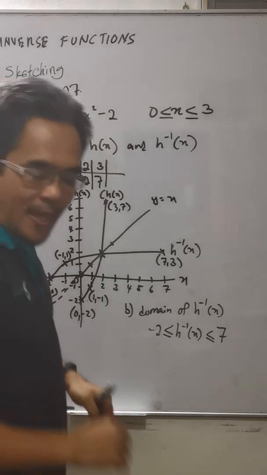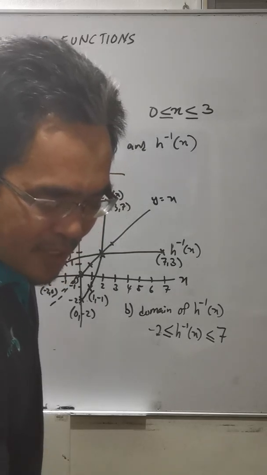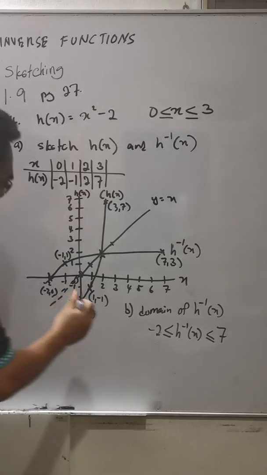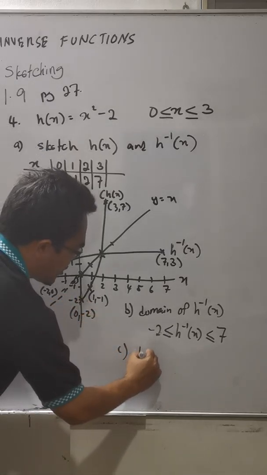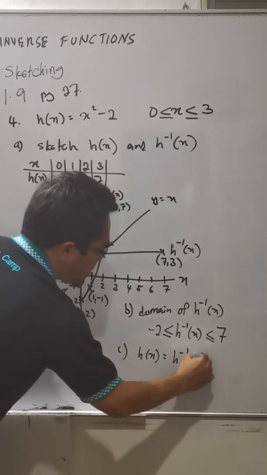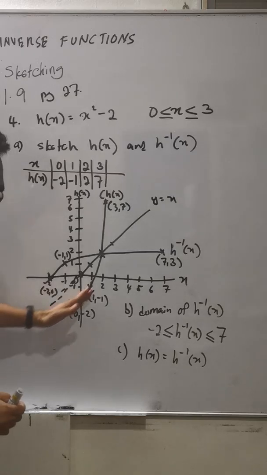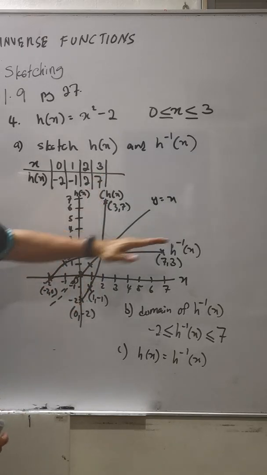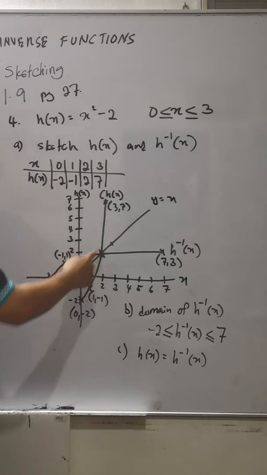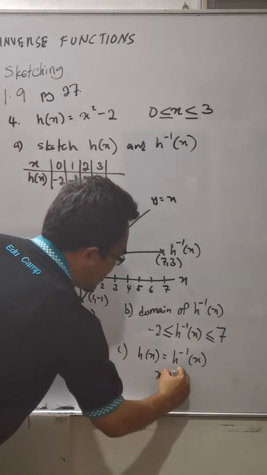Okay. Then C, find the value of x such that h(x) equals h inverse of x. So we are looking for the intersection between the function and the inverse function. So it will intersect here. So what is the value of x? So x equals 2.